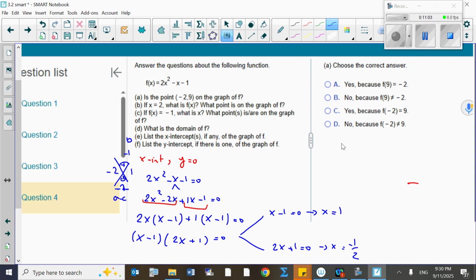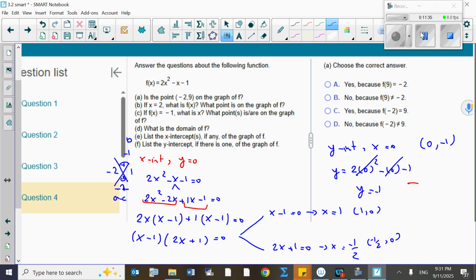To find the y-intercept, you need to set the x equal to 0. So on this function, wherever I see x, I'm going to plug 0 for that. So 2 times 0 squared minus 0 minus 1. These two are 0, so y is equal to -1. So the y-intercept is (0, -1), and the x-intercepts are (1, 0) and (-1/2, 0).